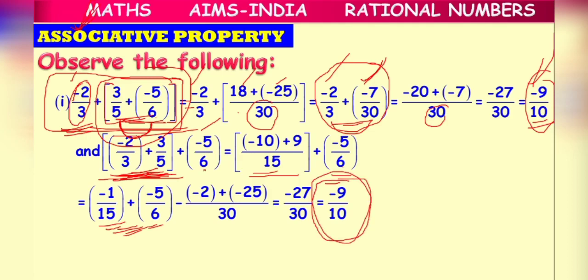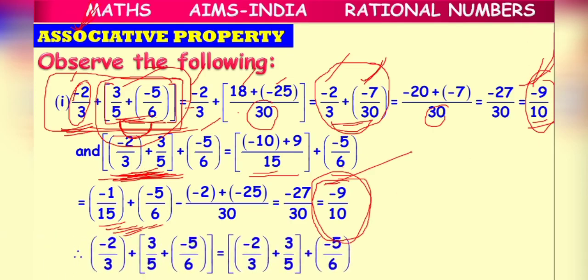So we have added three rational numbers in different ways. In the first case, second and third are grouped together. In the second case, first and second are grouped together, then combined with the remaining. In both cases, the answer is the same.